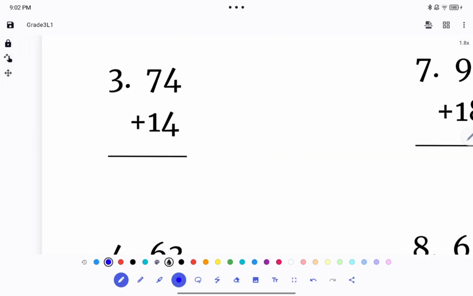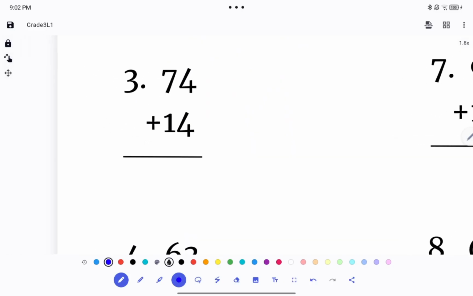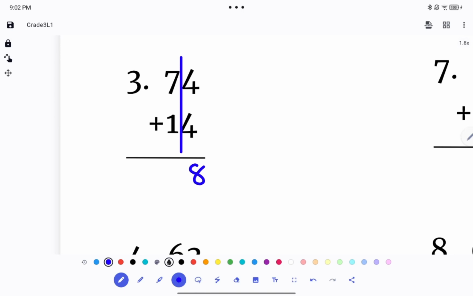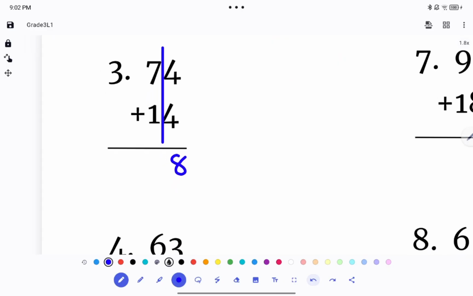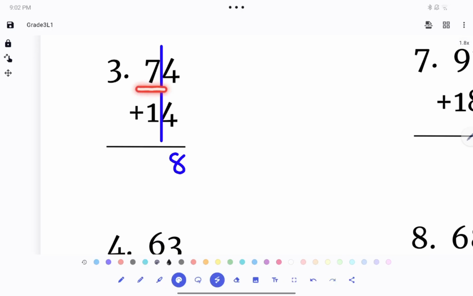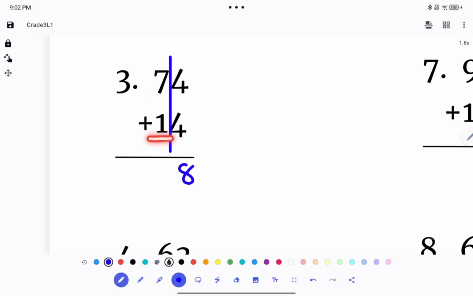Moving on to the next one. We get 74 plus 14. So, first of all, as always, deal with the ones column first. Just a reminder, this is the ones column, tens column. So, 4 plus 4, what's that equal to? 8. And since that didn't cause any carryover into the tens column like the previous one, we don't need to carry anything over. So now we just need to focus on the tens column, which is 7 plus 1. And that's also equal to 8, coincidentally. So we get 88.